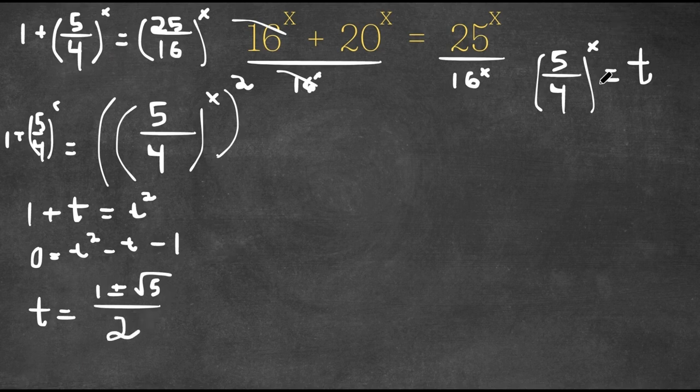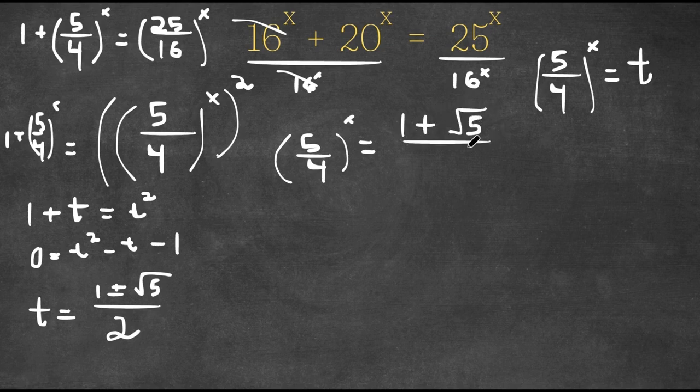So this means that we already have our value for t, 5 over 4 to the power of x. So this means that 5 over 4 to the power of x is equal to 1 plus the square root of 5 over 2 and 1 minus the square root of 5 over 2. So let's first do 1 plus the square root of 5 over 2.